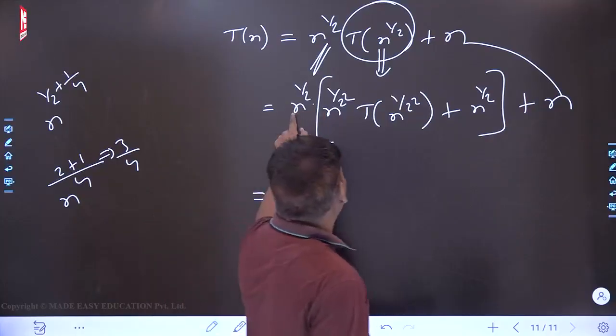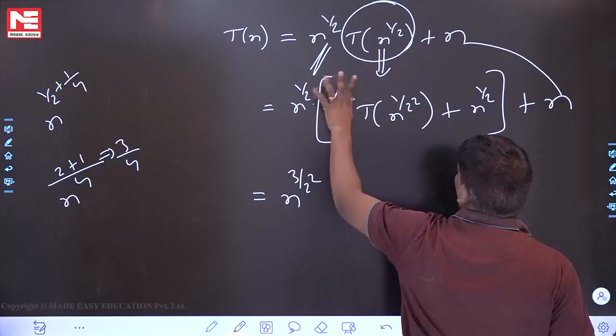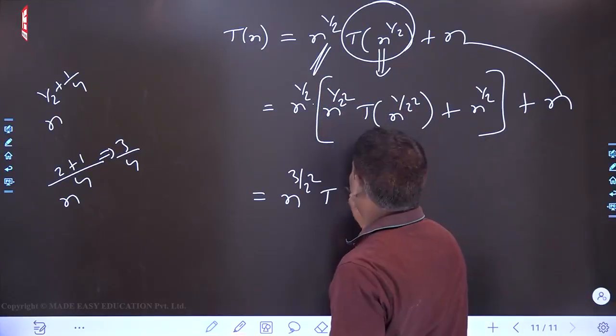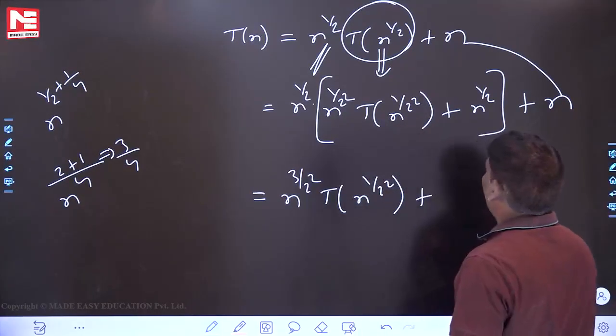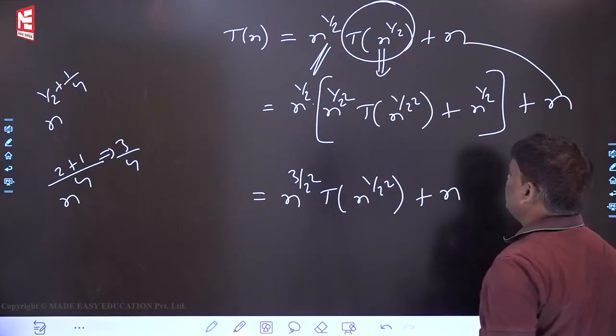Multiply. So n power 1 by 2 into n power 1 by 4 will become n power 1 by 2 plus 1 by 2 square. It will become n power 3 by 2 square. Then n power 1 by 2 square plus multiply root n into root n, see root n into root n, right? N. What is there in that?